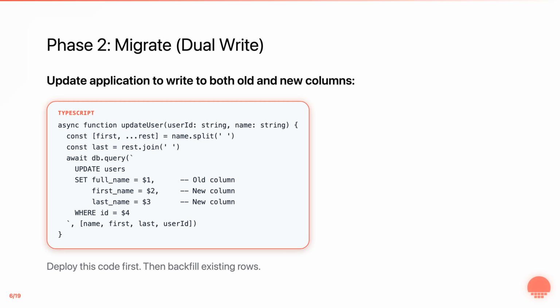The critical order is code deployment before backfill. Why? Because the moment backfill starts running, you need every running instance writing to those new columns, or you'll create gaps in your data. Get this backwards, and you've got a corrupted dataset that's genuinely painful to reconcile later.